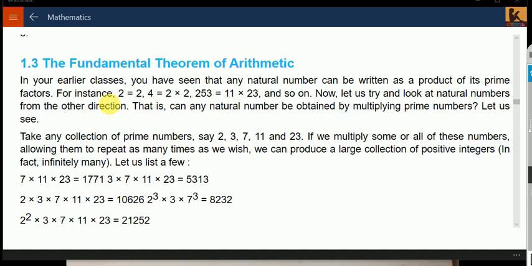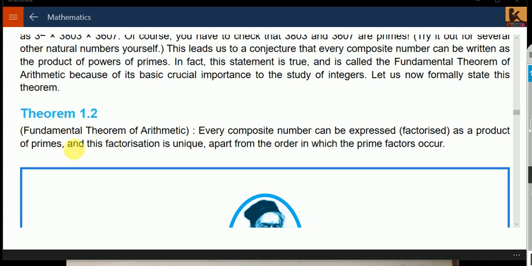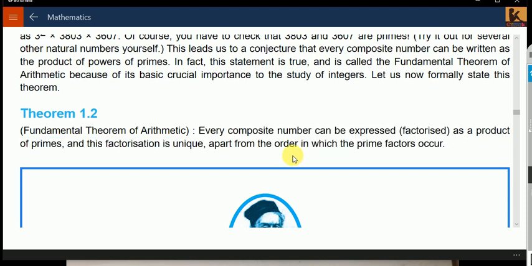Now, what the fundamental theorem of arithmetic states is that every composite number can be expressed or factorized as a product of primes, and this factorization is unique apart from the order in which the prime factors occur. It means that we can find the prime factors of any number. If we find the factors of a number, they will come out to be prime factors. The order can be different, but it will always be prime factors.